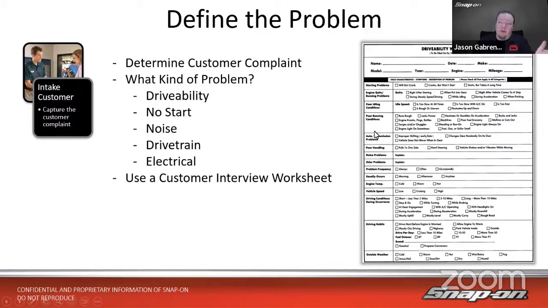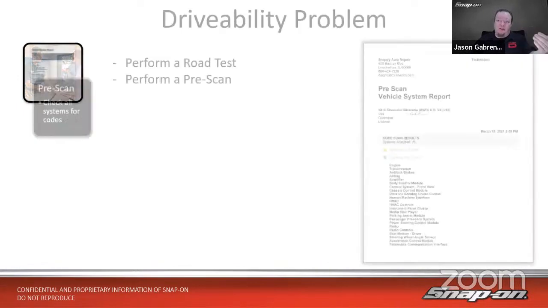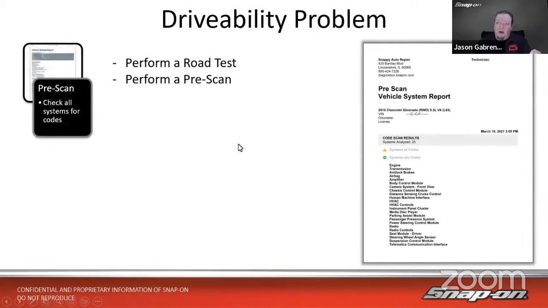So is it a drivability problem? Is it a no start? Is it a noise? Is it a drivetrain problem? Is it an electrical problem? By using this worksheet, like I said, it helps us narrow that down and figure out what exactly the problem is. Then once that's done, we can then go through and do a check on it, right?